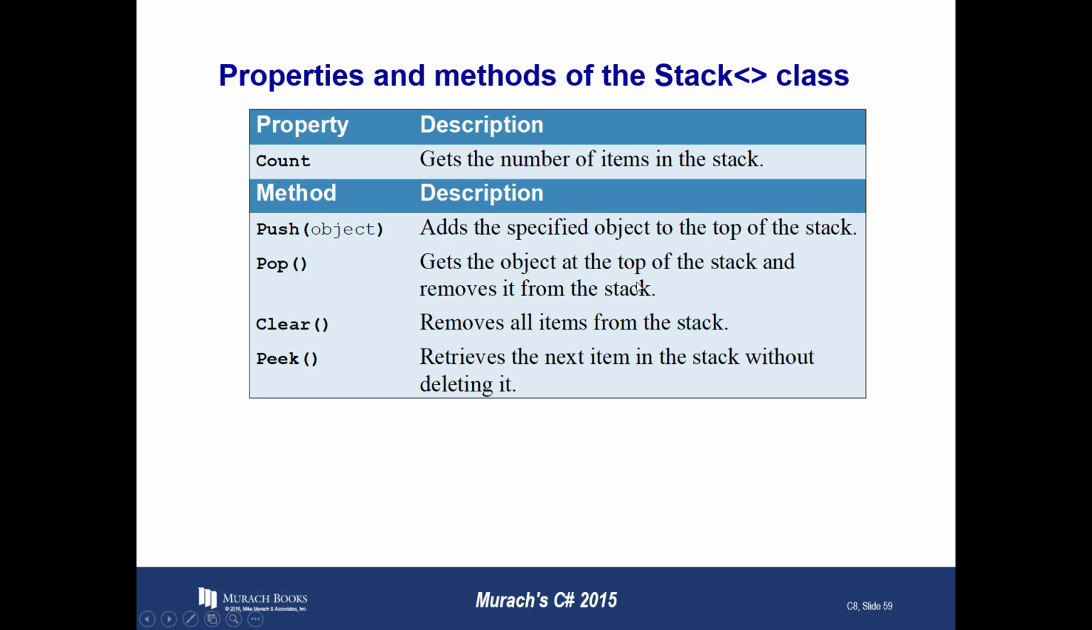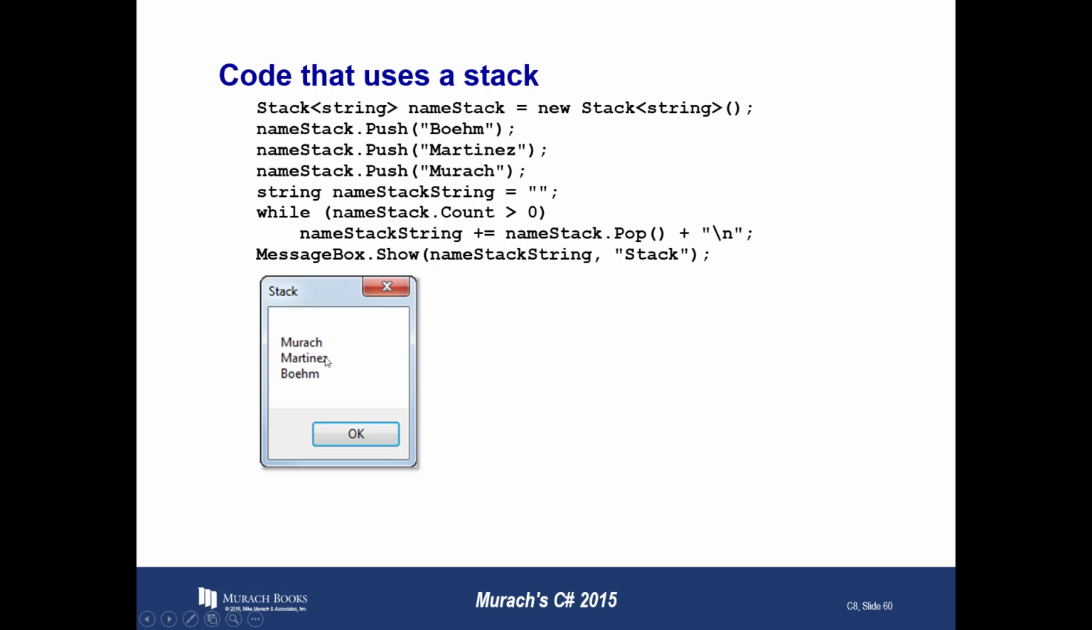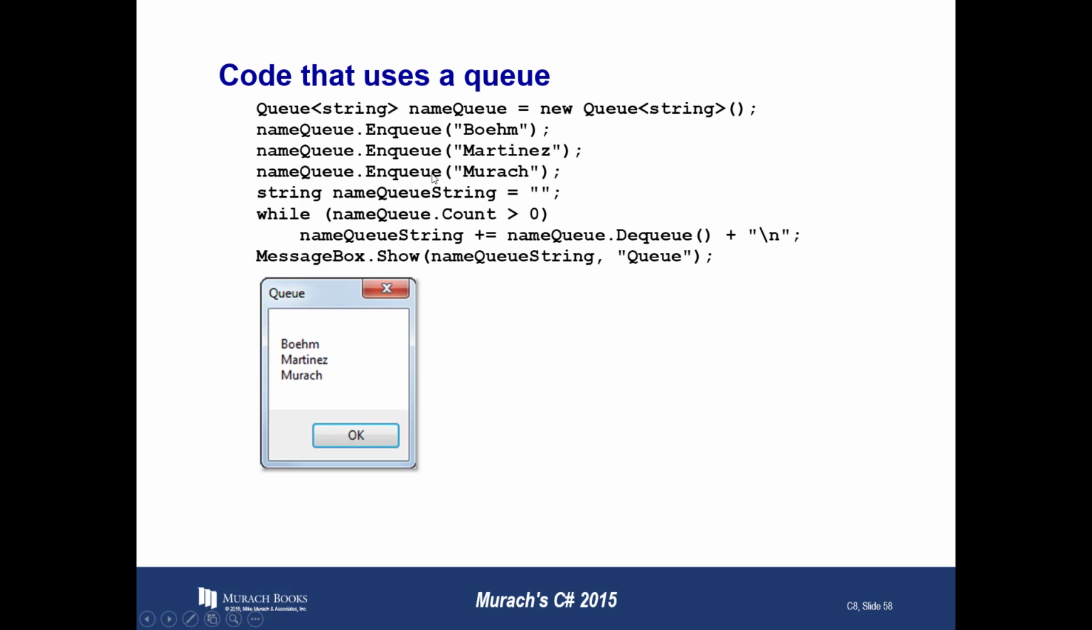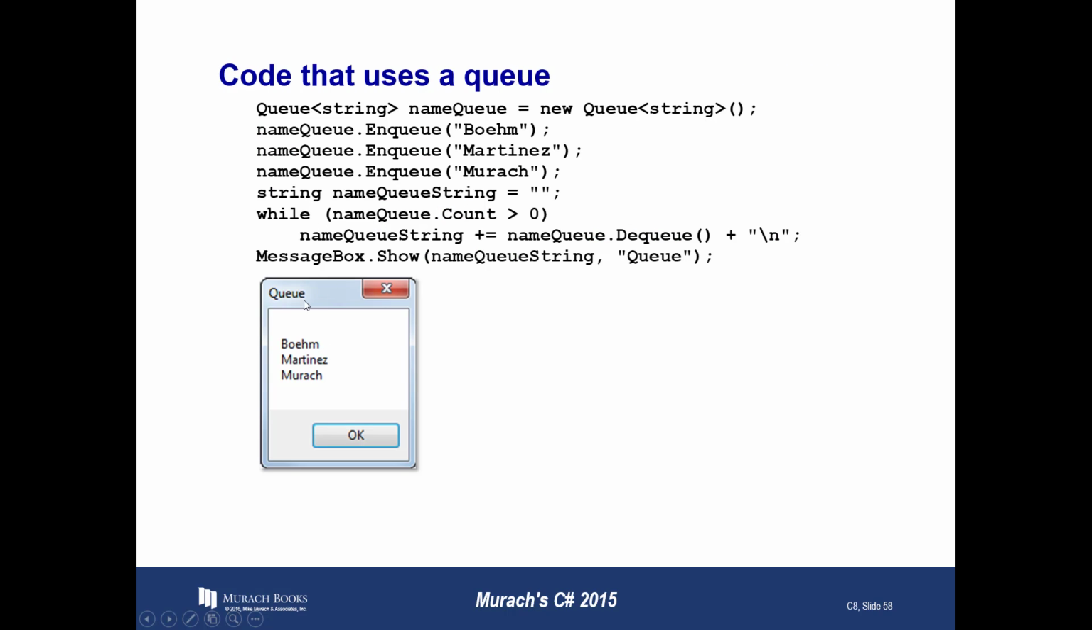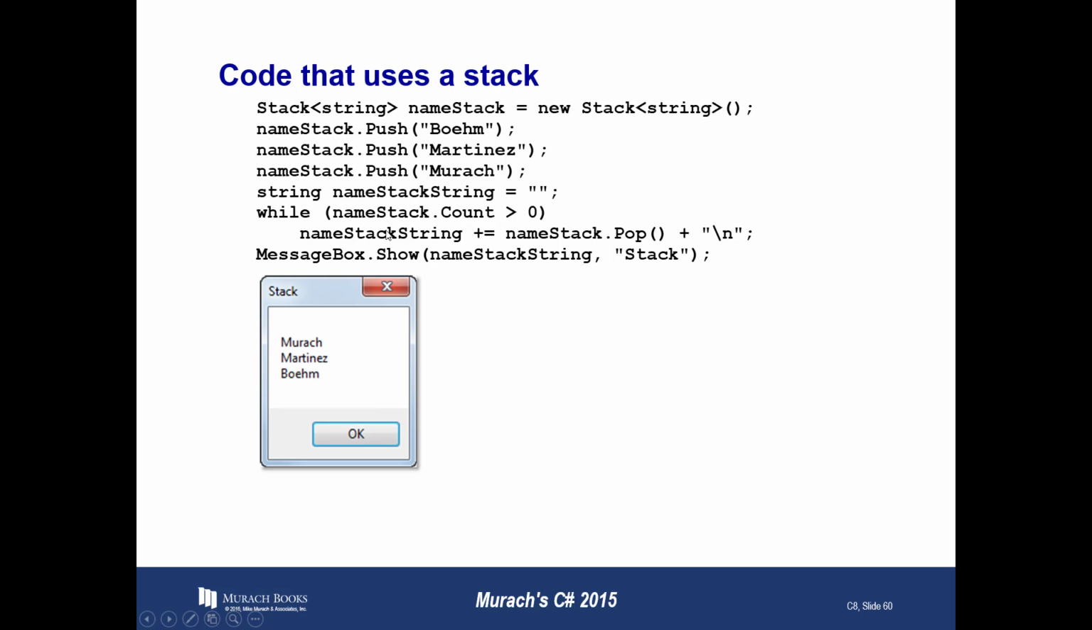Stacks I've already mentioned. If you put a new tray on top of the stack, that's a push. When you take the top one off the stack, that's a pop. Clear does just that, and peek is what we looked at before. So again, here's code for queuing. Here's code for stacking. Notice here it's FIFO, or first in, first out: Bain, Martinez, Muroc. Here it's in the reverse order of that: Muroc, Martinez, Bain.